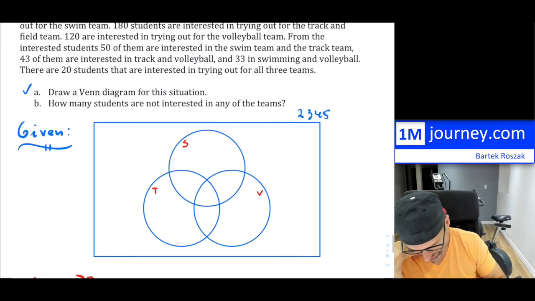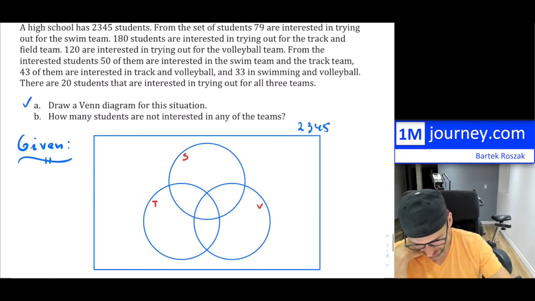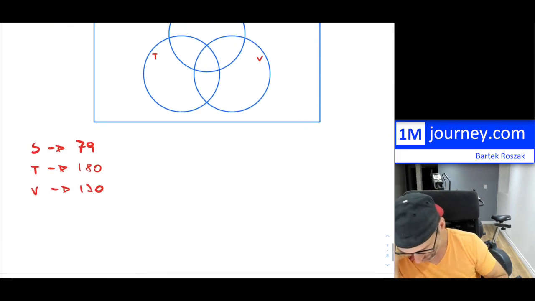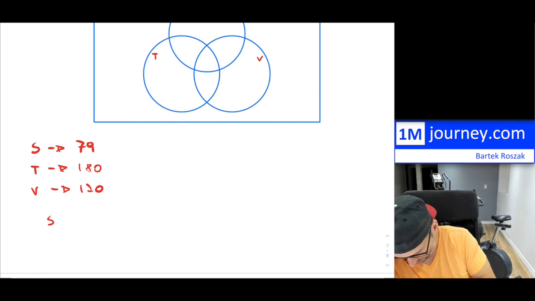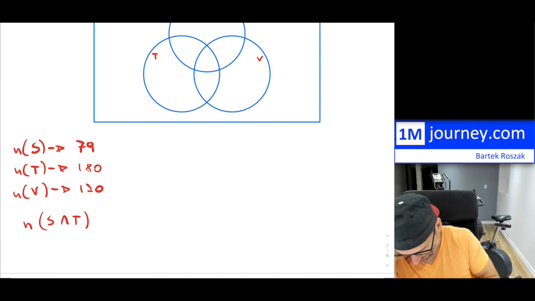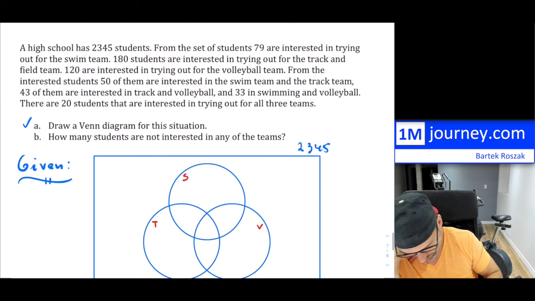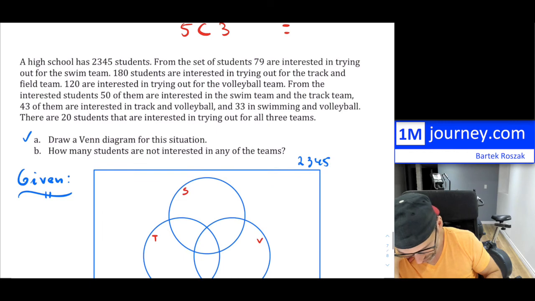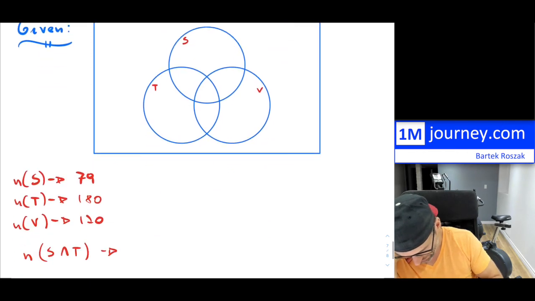Okay. Now they're also going to give us, from the interested students, 50 of them are interested in swim and track. Okay, swim and track. I guess technically this is written like this, the number of swim and track, I said 50.